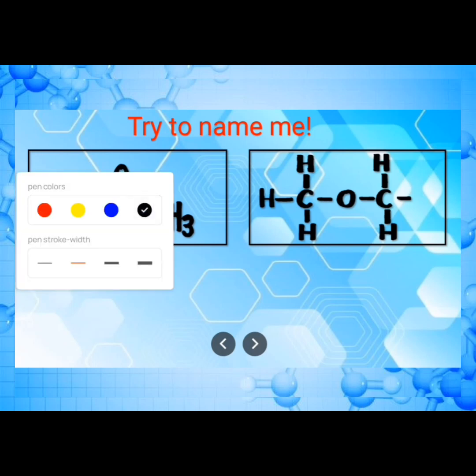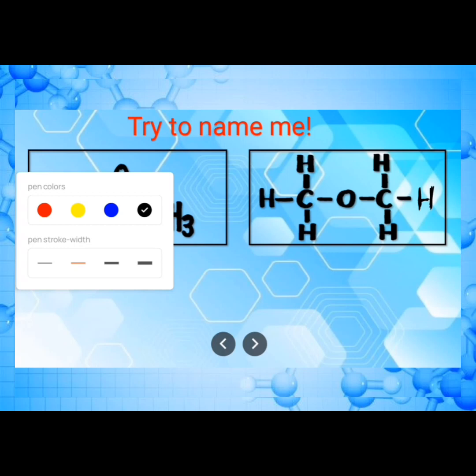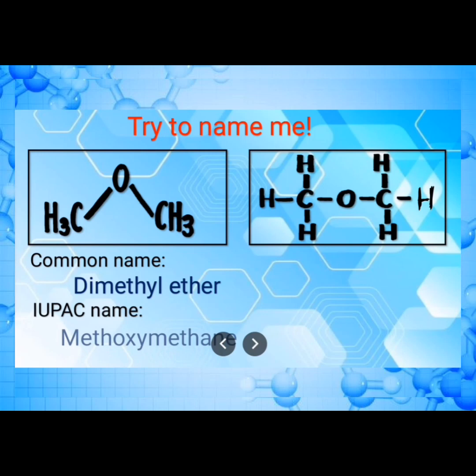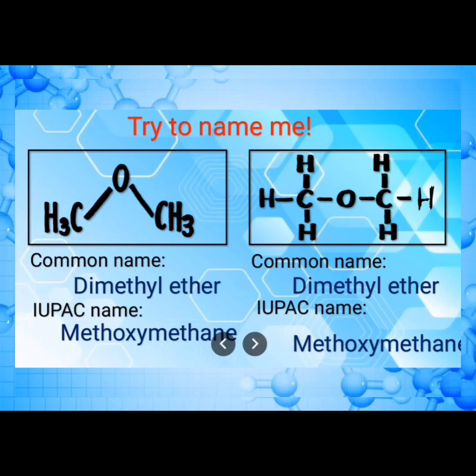My correction, in the next example we also have technical errors. We have C bonds to another H in this example. So now let's proceed to the common name and the IUPAC name. In the first example, we have dimethyl ether, and the IUPAC name is methoxymethane. The common name and the IUPAC name for the second example are also dimethyl ether and methoxymethane.